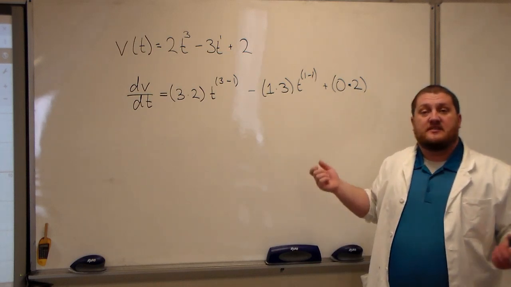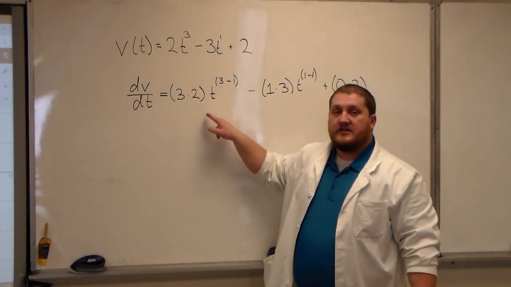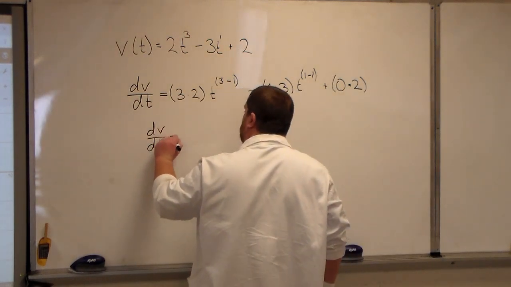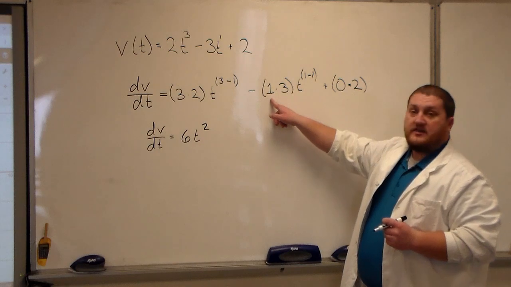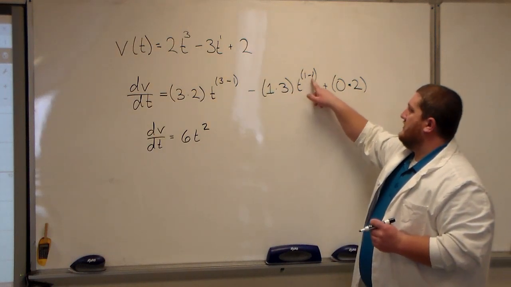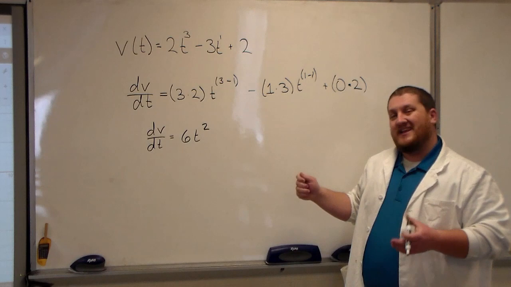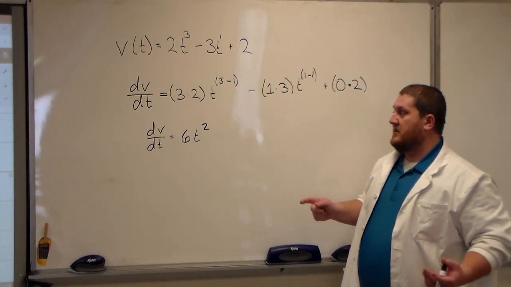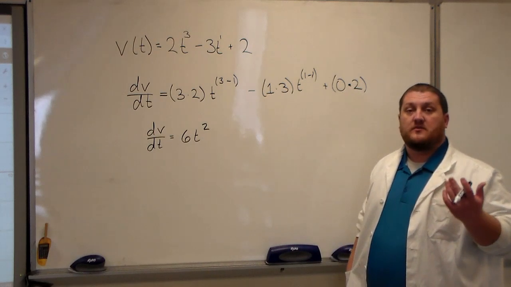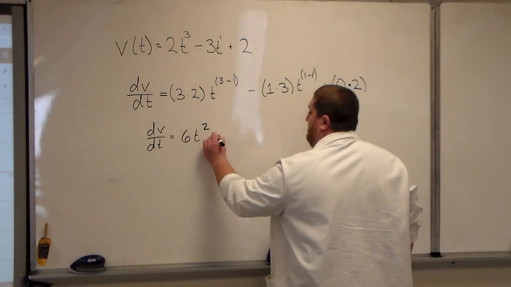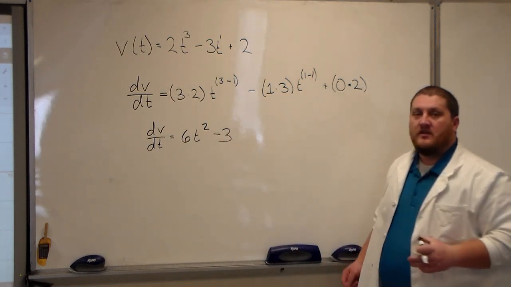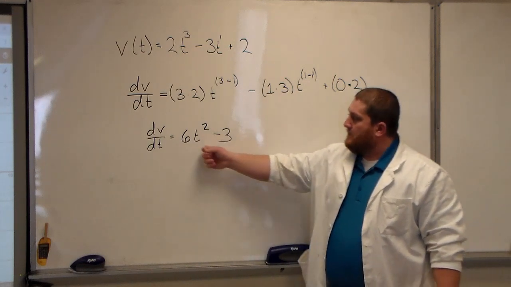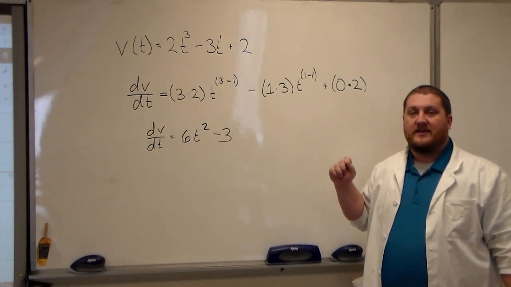Now that I've written this out, I can simplify a little bit. 3 times 2 will be 6, and 3 minus 1 is 2. Minus 1 times 3 is 3. 1 minus 1 is 0. Anything to the 0 power is equal to 1, so t to the 0 is a 1, and I don't even have to write the t. It becomes a 1, so this is minus 3. The derivative of this equation with respect to time is 6t squared minus 3.